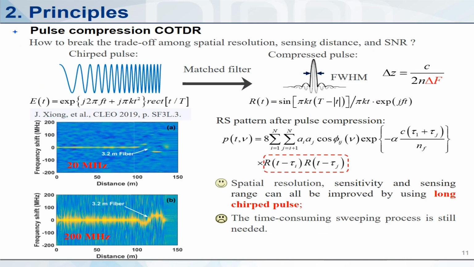Then we introduce pulse compression COTDR in order to break the trade-off among spatial resolution, sensing distance, and SNR. We can use a long chirped pulse, and after matched filtering, we get a compressed pulse, and spatial resolution is inversely proportional to the bandwidth of the chirped pulse. So in the Rayleigh scattering pattern with pulse compression, spatial resolution is defined by the compressed pulse width. In that case, spatial resolution, sensitivity, and sensing range can all be improved by a long chirp pulse, but the time-consuming sweeping process is still needed.